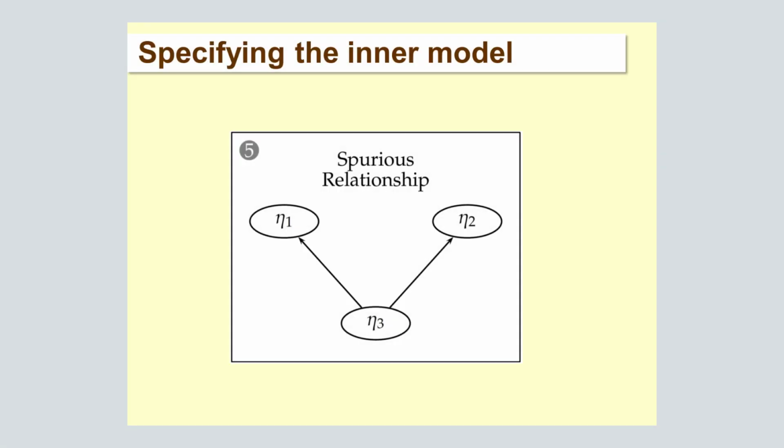A fifth kind of relationship between two variables is a spurious relationship. In this example, the relationship between eta 1 and eta 2 is spurious. If one only looked at these two variables, one would find a correlation or covariance different from 0. However, it's not that there is a direct relationship between the two, but there is a third variable, here eta 3, which causes both of them. That means the relationship between eta 1 and eta 2 is 0 and it's spurious. Once we have specified the inner model, we can continue with specifying the outer model.